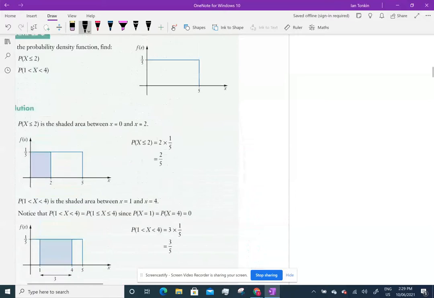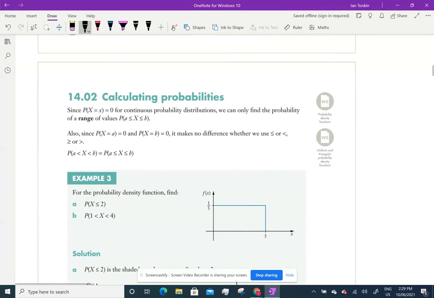The only other thing you need to know, for calculating the probabilities, is this bit. For the probability of X less than or equal to B, it makes no difference whether we use less than or equal to, or just less than. The probabilities are the same. So that's important. So let's go and have a go at some of these questions.